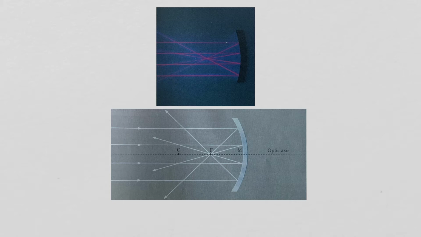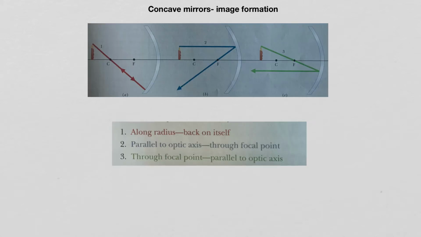Now let's see how images are formed by concave mirrors. The image formation for concave mirrors is analyzed by looking at three particular types of light rays from the incident light beam. Here are those three specific light rays that we need to consider. The first light ray is the light ray that passes straight through the center of the curvature of the mirror. Or in other words, this is a light ray that propagates along the radius of the mirror.